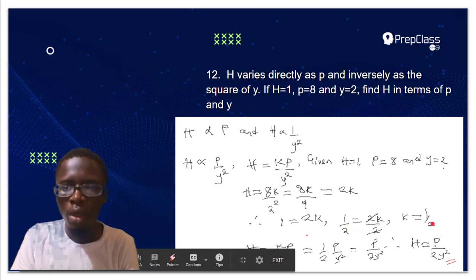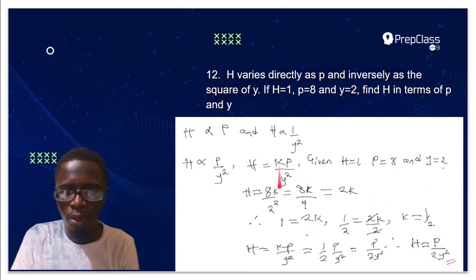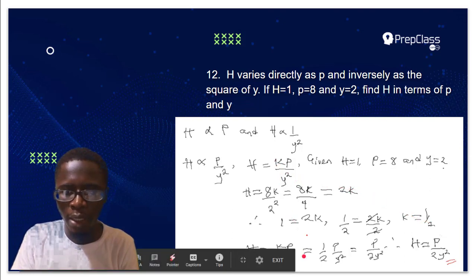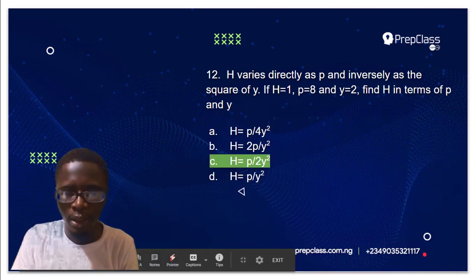1 over 2. So what we need to do is to come back and substitute the value of k into the expression, and this is just what happens here. So you can see the value of k. When we substitute for k, we now have p all over y squared. So this gives us p all over 2y squared. So this will now be our final answer because our k has become 1 all over 2. And this is option C.